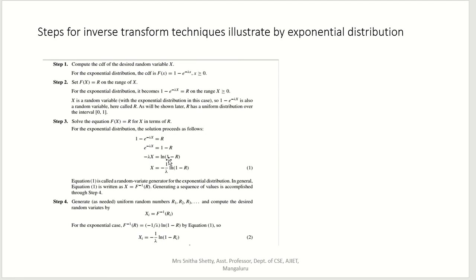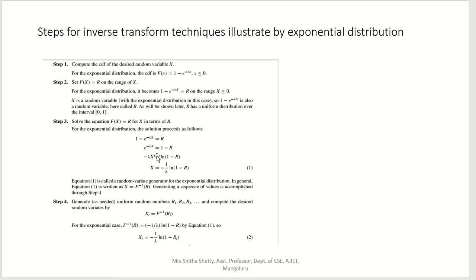Okay, so 1 minus r. Now I can write this as minus lambda x is equal to ln of 1 minus r. This is a ln function. So minus lambda x is equal to ln 1 minus r. Now since this is a random variate, I told you random variable is nothing but random variate. One name is random variate. Don't get confused, random variable and random variate both are the same. Random number is different.